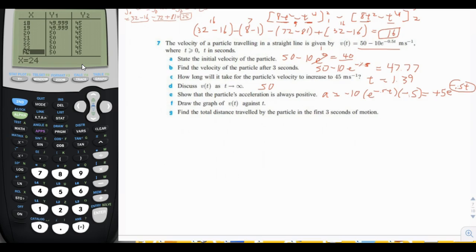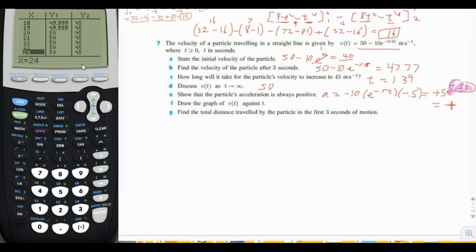And if negative 0.5t is a big negative number, then e to the big negative number is actually a really small number. And actually, we don't need to analyze it that much because it's an exponential, and it's a positive exponential. So even if you put negative numbers in here, you're always going to get a positive number, right? So the acceleration is always going to be positive because there's an exponential there. Exponentials are always positive if they don't have a negative sign in front of them.